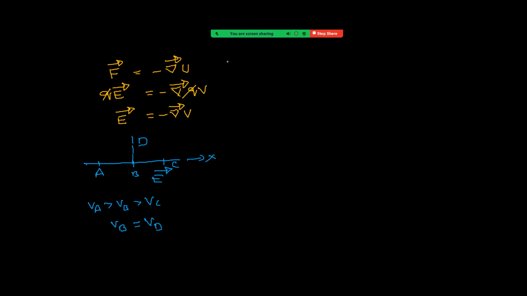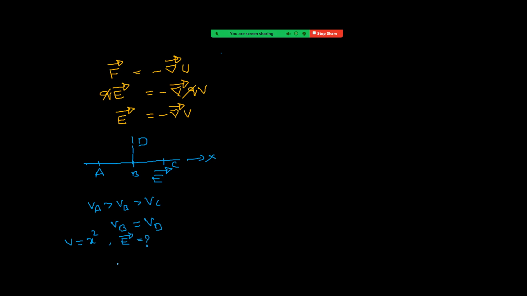Okay. Let us take one simple problem. Suppose we are given potential. It is changing only along x-axis. So V equal to x square. It is changing only along x-axis. Then what is the electric field intensity? Given V equal to x square, potential changes only along x-axis. What is now the intensity of electric field? Okay.